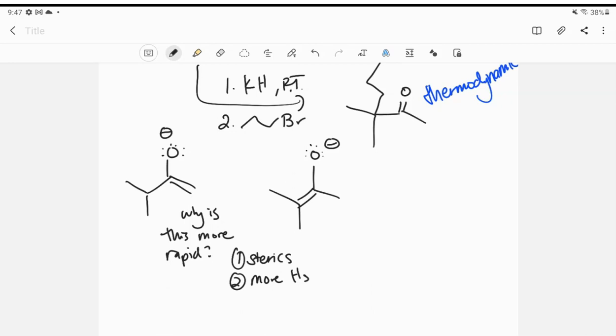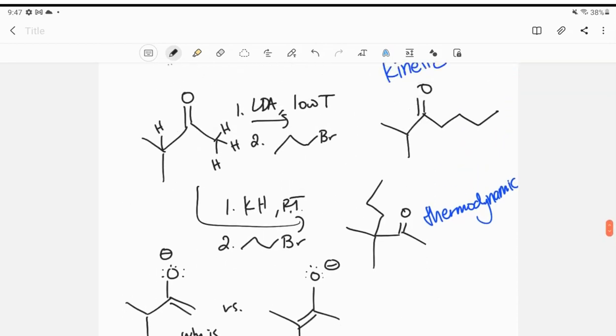So, of course, this LDA is bulky. The enolate on the right side, the double bond on the right side of the molecule, is the faster one. So the LDA is bulky, so it's obviously going to go to the less substituted side. That's reason one. And then, of course, we have more hydrogens available. And so as a result, we're going to end up going to the other side. All right, so works out nicely.